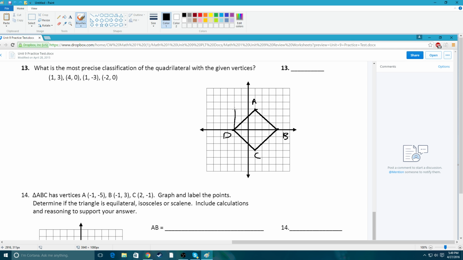If we were to draw triangles, this would be 3 squared, 3 squared. This would also be 3 squared, 3 squared. And if you draw triangles all the way around it, you're going to get the same length every single time. So they all have equal sides. They all have parallel opposite sides. So because they're equal sides and parallel, this turns out to be a square.